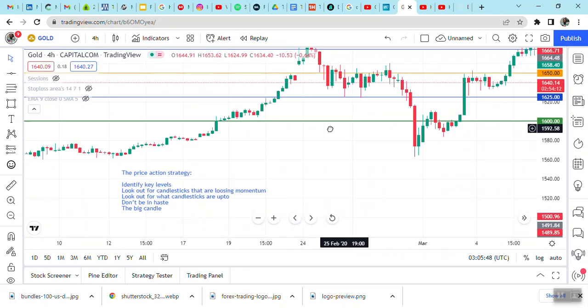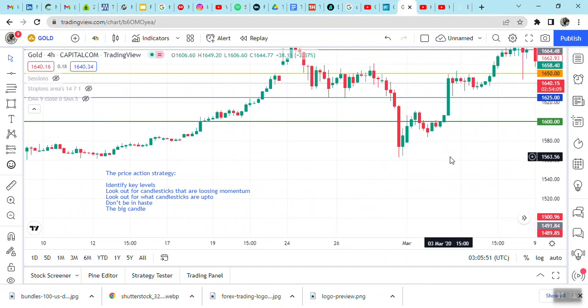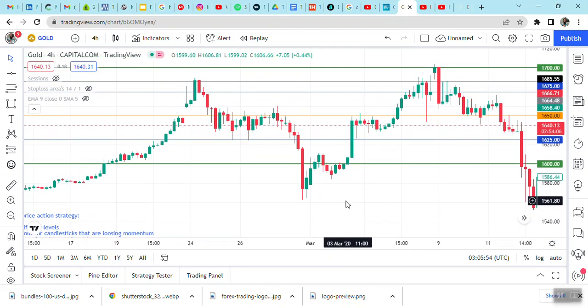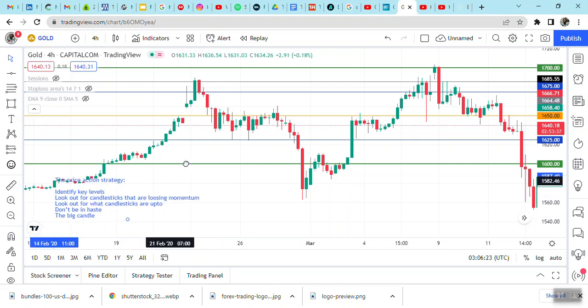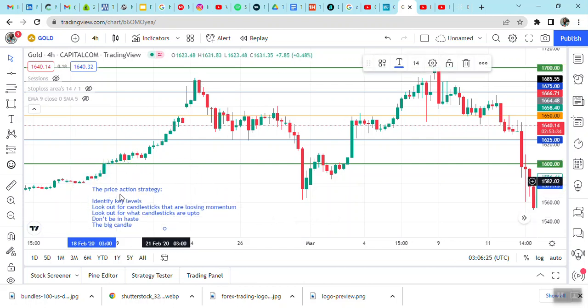So the fourth thing is don't be in haste. Let's take for example you entered a trade at this point, and you are probably scared of the trade going against you or reversing. One of the ways in which you can have much more confidence is to actually check all of these things, tick all of these boxes, these confirmations that I've mentioned earlier.